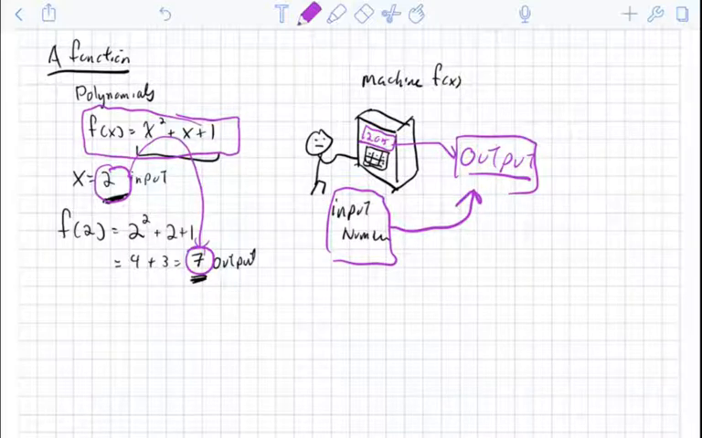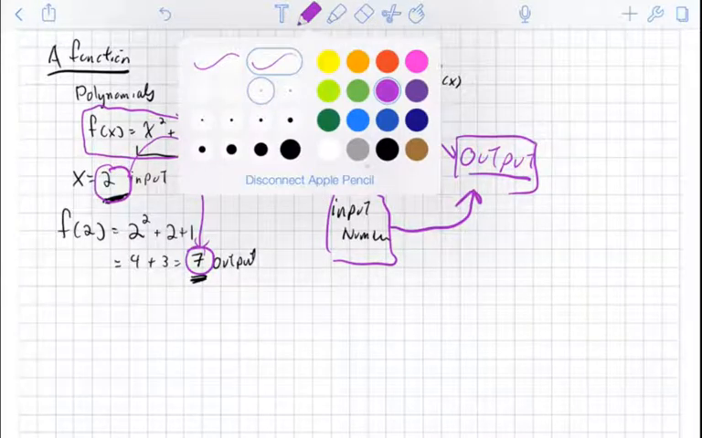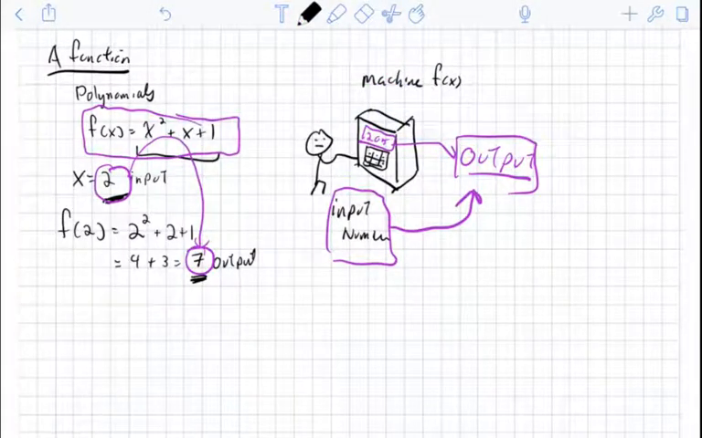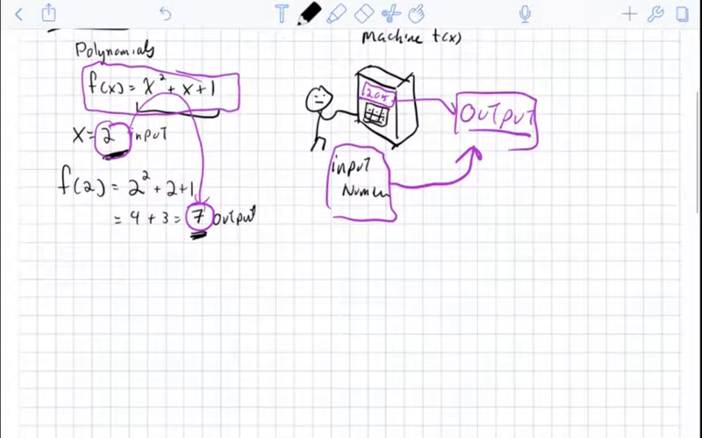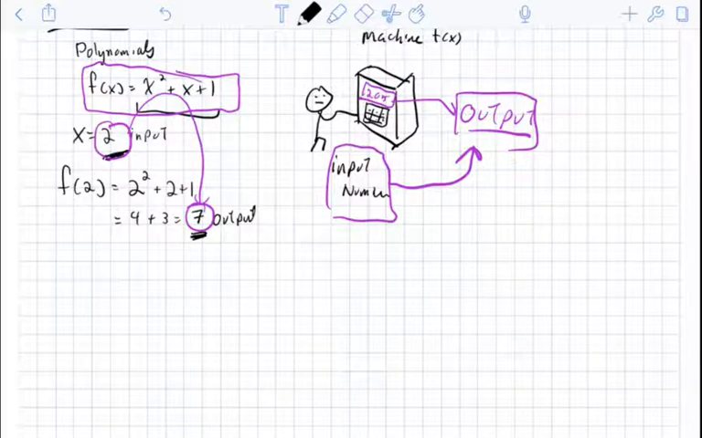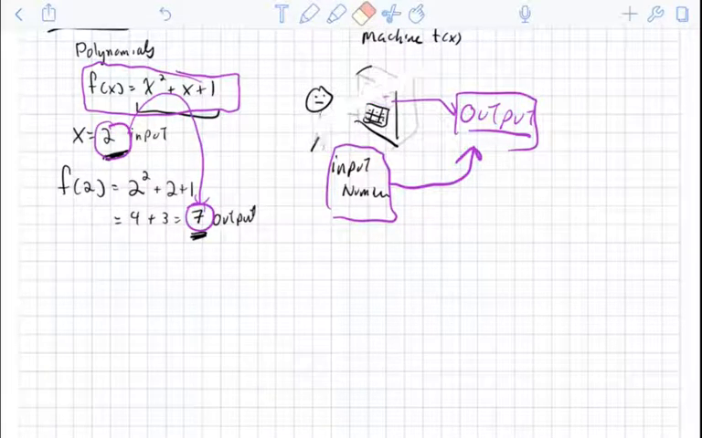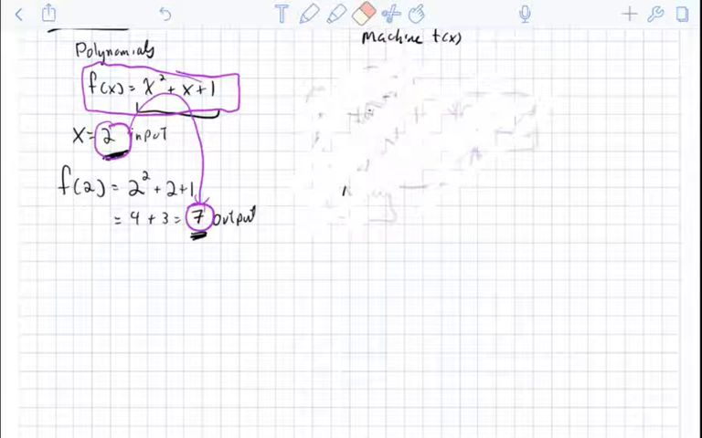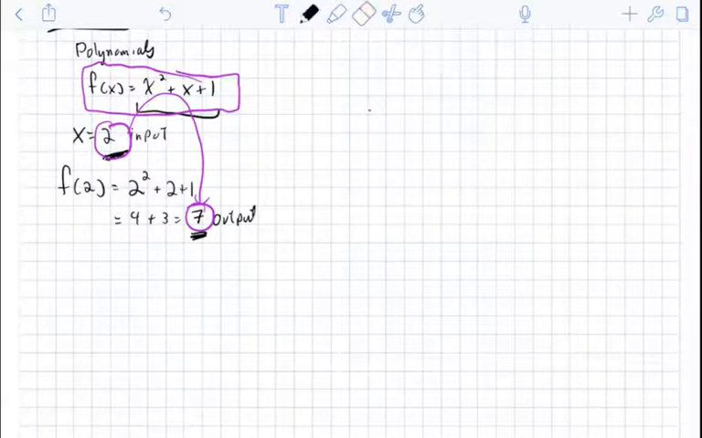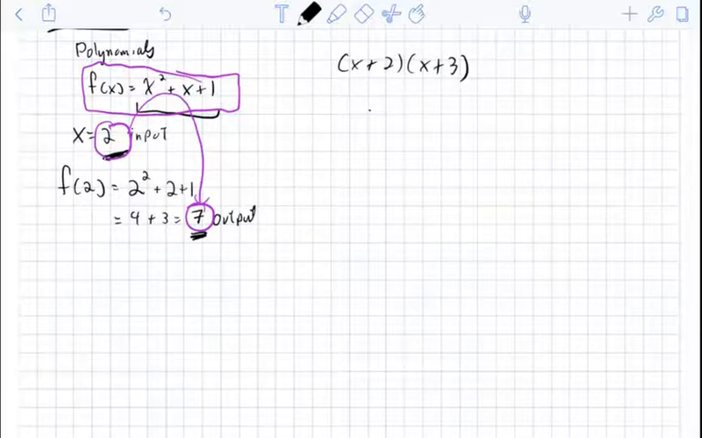So, generally speaking, what makes a function a function? For example, let me look at a specific case here. Here you go: x plus 2, x plus 3, and x squared plus 5x plus 6.